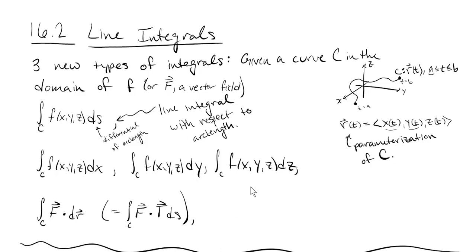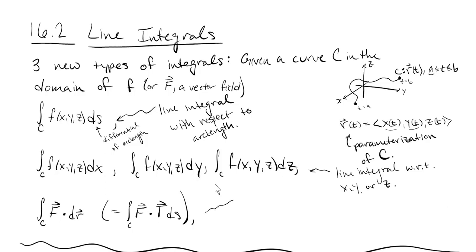That's a certain type of line integral. Another way we could do this integration is not with respect to arc length, but with respect to x, y, or z, any one of the variables in this domain space. I'll just call this a line integral with respect to x, y, or z.